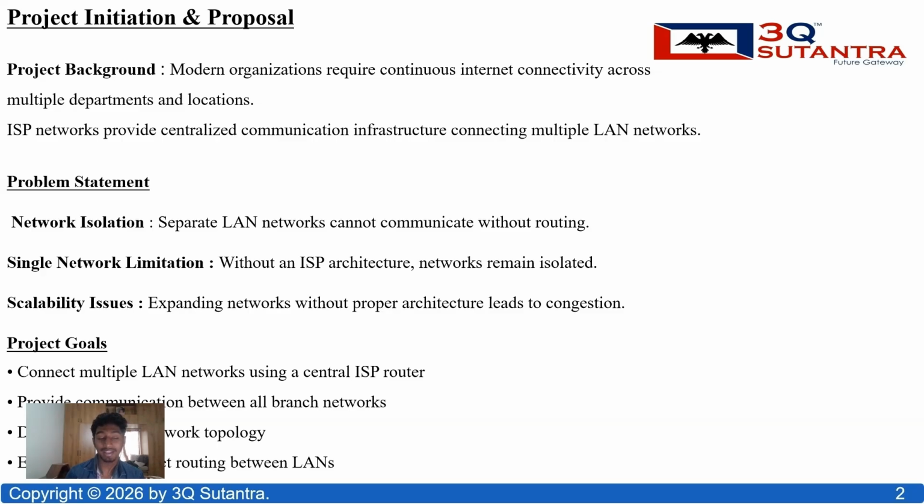Let me come to network planning and topology. Core ISP router: the central router that connects all branch networks. Branch routers: each branch router connects its LAN network to the ISP backbone. Access switches: switches connect end devices such as PCs and laptops. LAN network: each branch contains its own subnet.